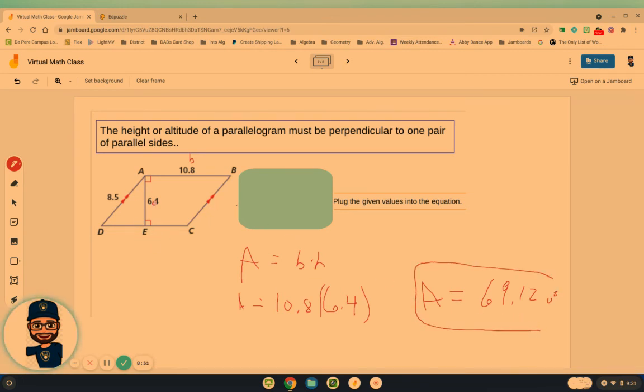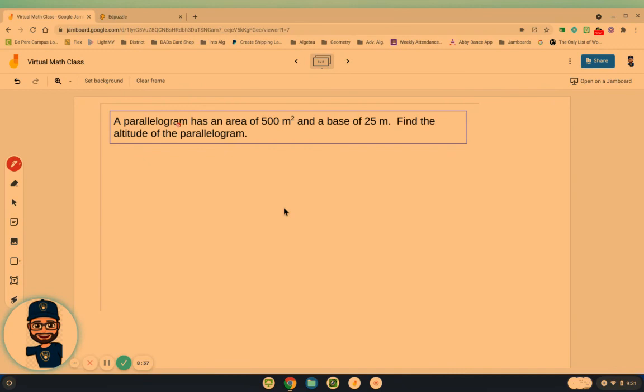Last example, let's work backwards with parallelograms. A parallelogram has an area of 50 and a base of 25. Find the altitude, which is the height. So area equals base times height. Let's fill in what we know. We know the area is 50. We know the base is 25. We are looking for the height or the altitude.